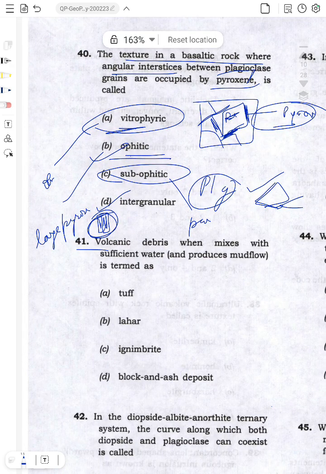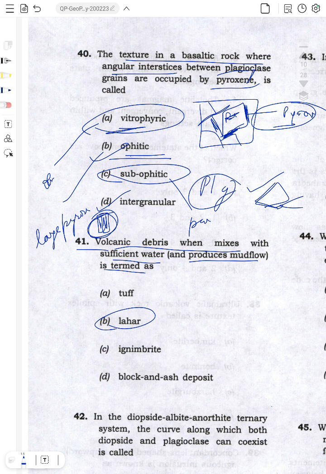Now coming to the 41st question: volcanic debris, when mixed with sufficient water and producing a mud flow, is termed as what? Lahars are present as mud flows, and they move at almost 60 kilometers per hour. It's a volcanic mud flow, and it is composed of a mixture like ash, pumice, rock fragments, water, etc. Lahar is dense, fast-moving, and destructive. After a volcanic eruption, loose ash and pyroclastic materials on slopes and intense rain mobilize the debris, that is lahars.